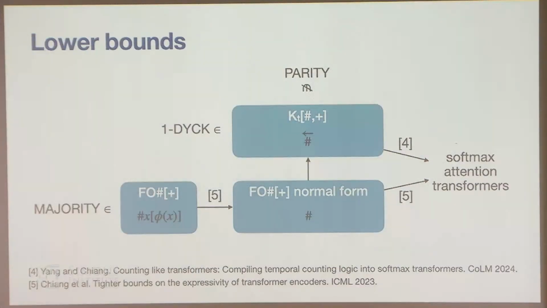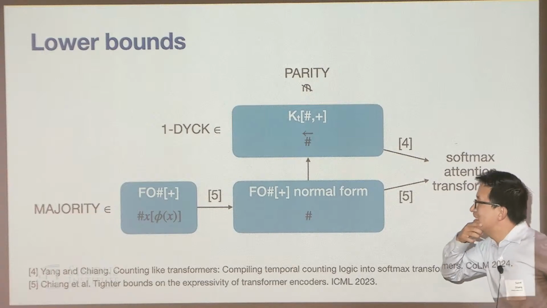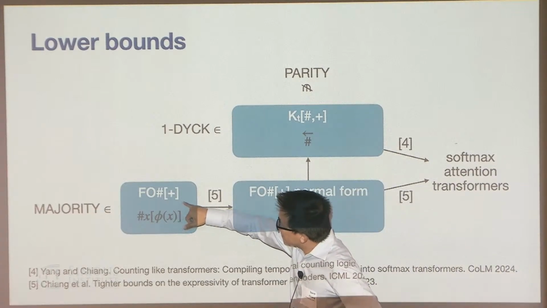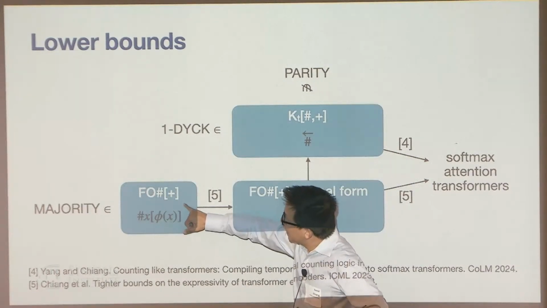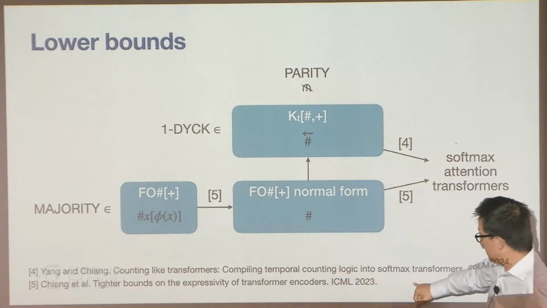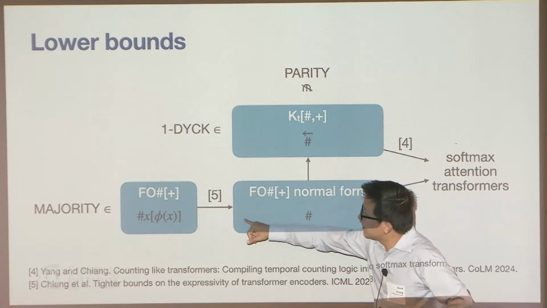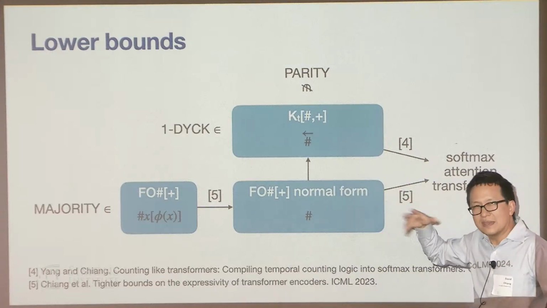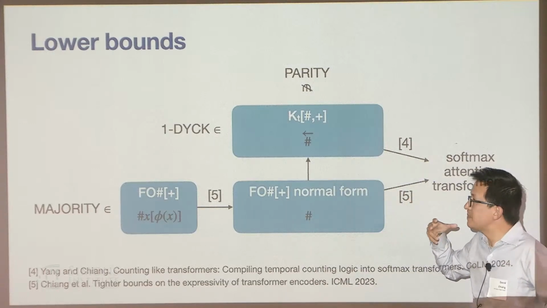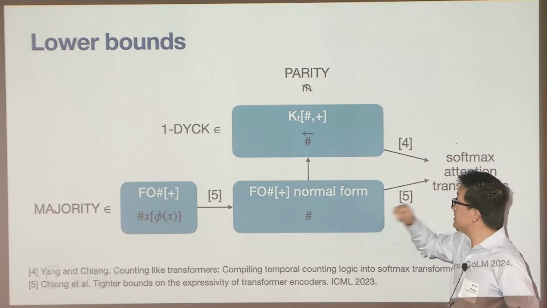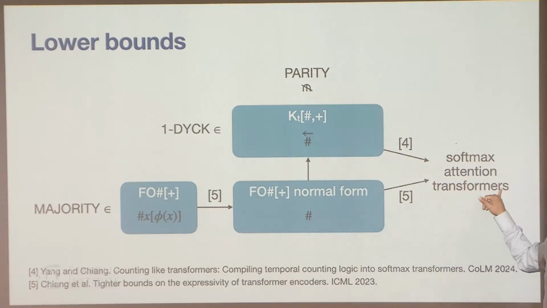Okay. So here's half of the results that we have so far. Here's the first order logic with counting that I showed you before. An example language that it has is majority. We had a paper in 2023 that showed that this first order logic can be converted to a normal form, which you could think of as the temporal logic version of this. Basically, we showed that the first order logic version could be converted to the temporal logic version, and that in turn could be converted to a softmax attention transformer.